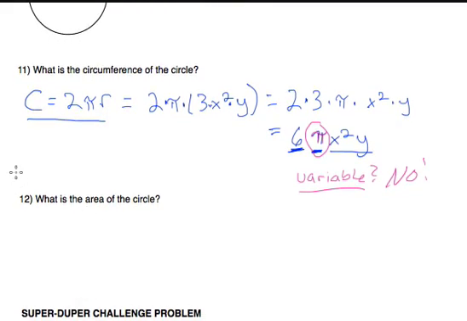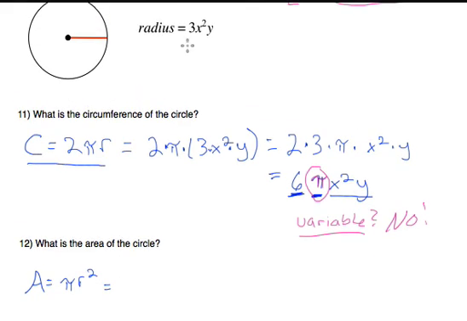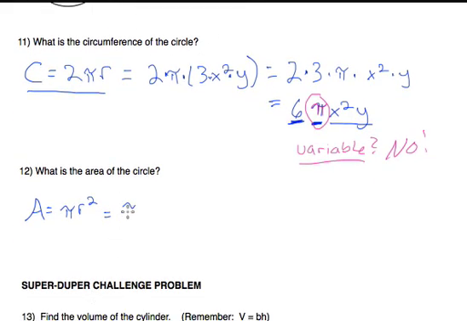Alright, number 12. What is the area of the circle? Again, simple. If you start out with your formula. Area equals pi r squared. Well, what's r? The radius is 3x squared y. So just rewrite your formula, substituting 3x squared y. And then what are we doing to r? We're raising it to the power of 2. Now, what do you do to all of the terms inside of the parentheses when you raise the parentheses to a power of 2? All of this is being multiplied by itself 2 times. So we distribute the 2.